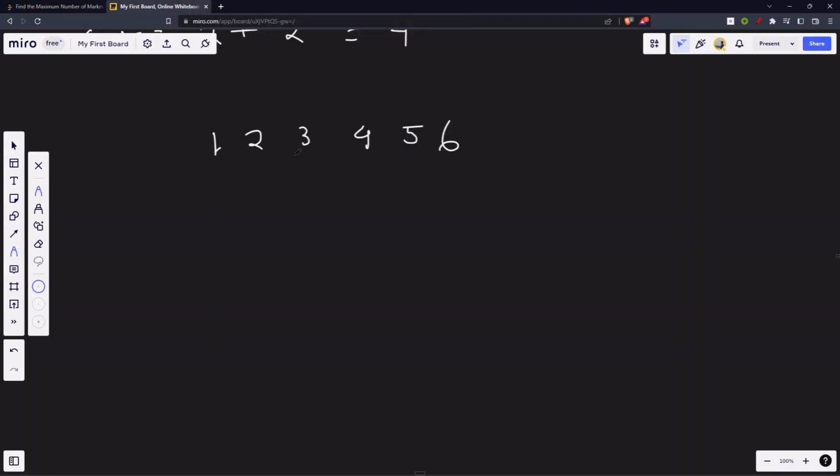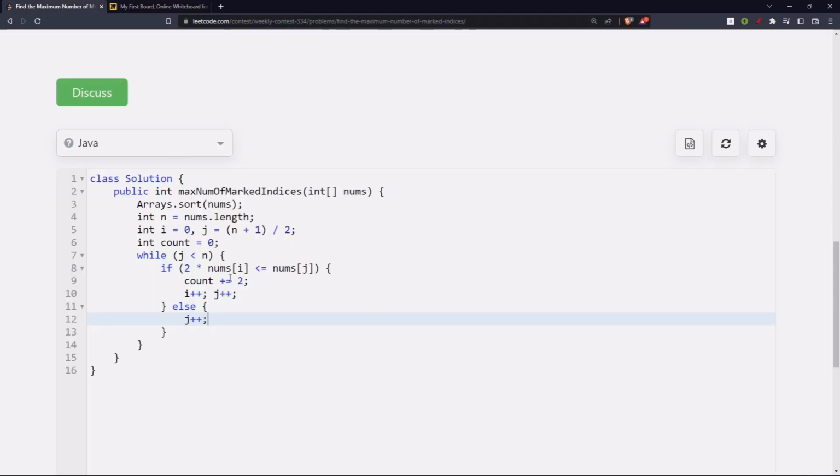Why? Say we have these 6 values. We are initially here and here. Say this into 2 was greater than this, that means we need to increase this. So we will come here and see if the condition is satisfied, right? Very simple thing. At the end, return count.